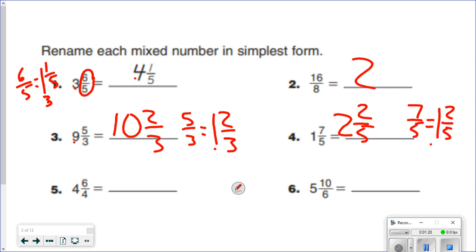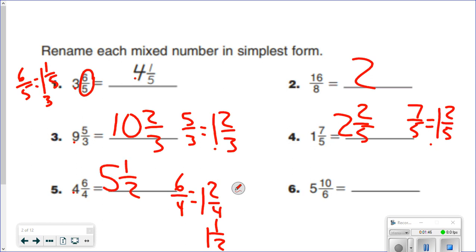4 and 6/4. Let's take a look. 6/4 would be the same as 1 and 2/4, which would be the same as 1 1/2. But we have to add this 1 to the 4, so this is 5 1/2. How about here? The problem is 5 and 10/6. We'd write this as 1 and 4/6. We'd have to reduce 4/6 to 2/3, 1 and 2/3, because 4 divided by 2 is 2, 6 divided by 2 is 3. We add to this 5, so we have 6 and 2/3.